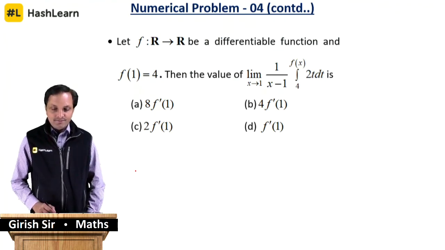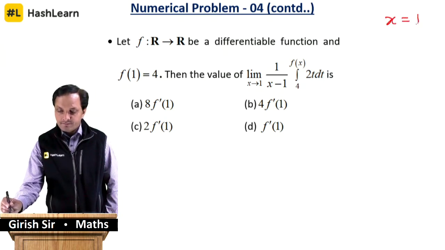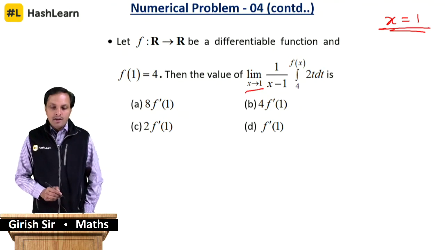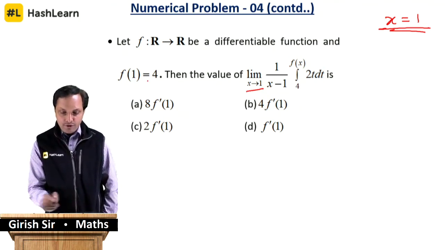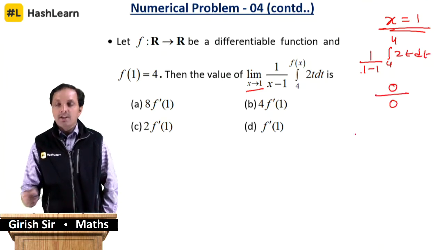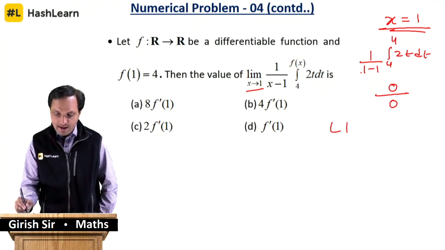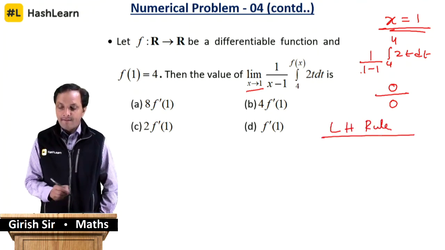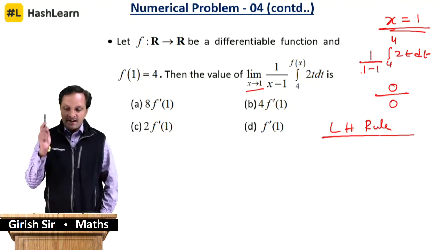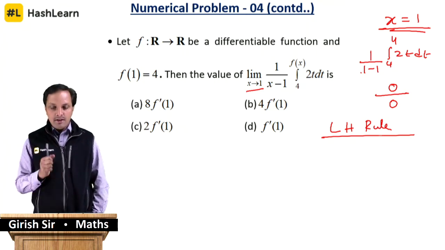You know that when you put directly x is equal to 1, because the limit is x is equal to 1, f of 1 will become 4. So the problem becomes 1 divided by 1 minus 1, and this becomes integral from 4 to 4 of 2t dt. You know that 4 to 4, same limit, means 0, and 1 minus 1 is 0. This is your indeterminate form. So whenever you have an indeterminate form, apply your L'Hopital rule. What does L'Hopital's rule state? That you differentiate the numerator and separately differentiate the denominator also.